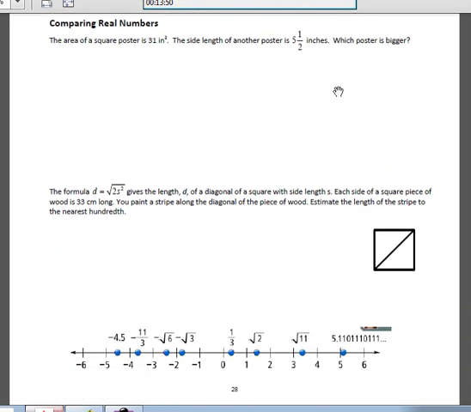Okay, comparing real numbers. The area of a square poster is 31 inches squared. The side length of another poster is 5.5 inches. Which poster is bigger? All right, so we've got two square posters.